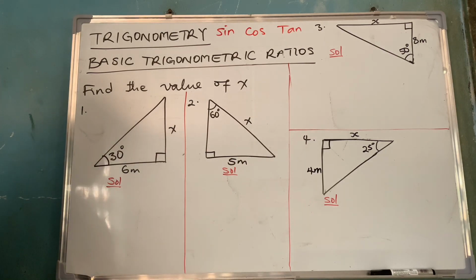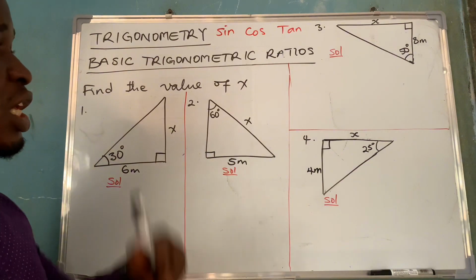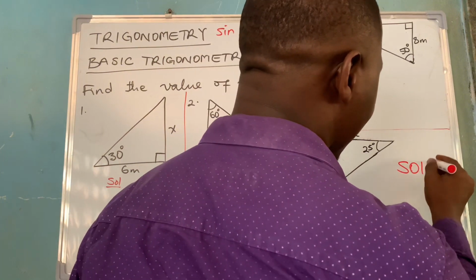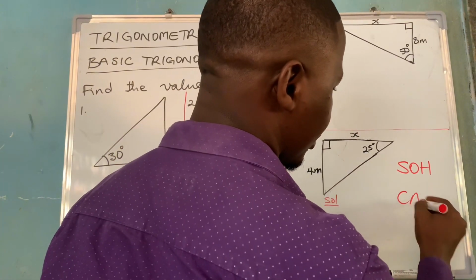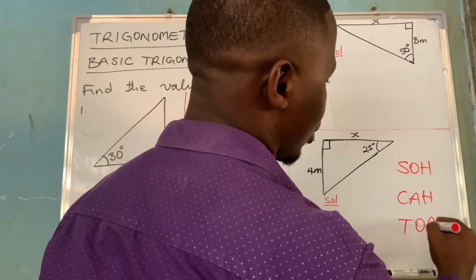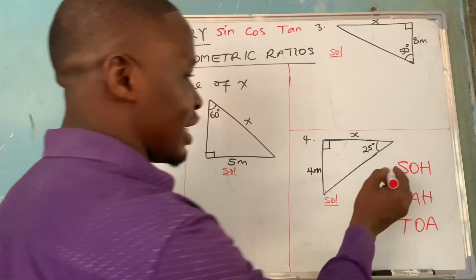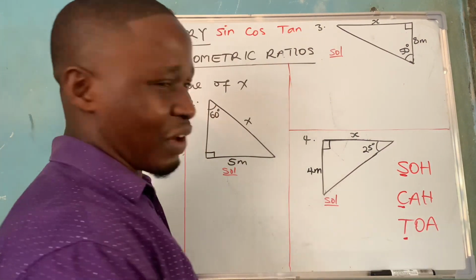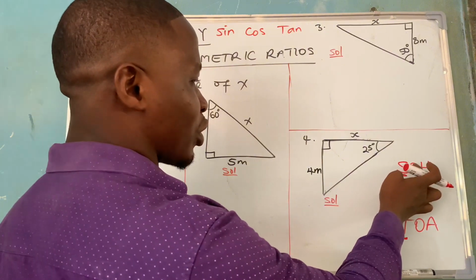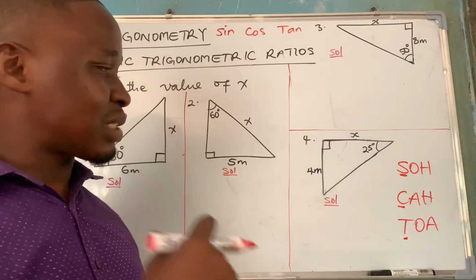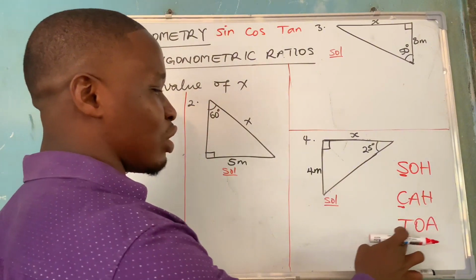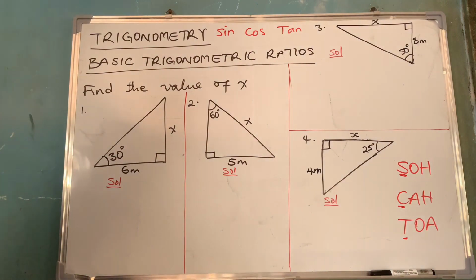Alright, so to solve a problem in a right angled triangle with a given angle, using the three basic trigonometric ratios, we're supposed to consider these three acronyms. This one represents sine of an angle, cosine of an angle, and tangent of an angle. Sine of an angle is opposite over hypotenuse. Remember in our last video, cosine of an angle is adjacent over hypotenuse, and tangent of an angle is opposite over adjacent.